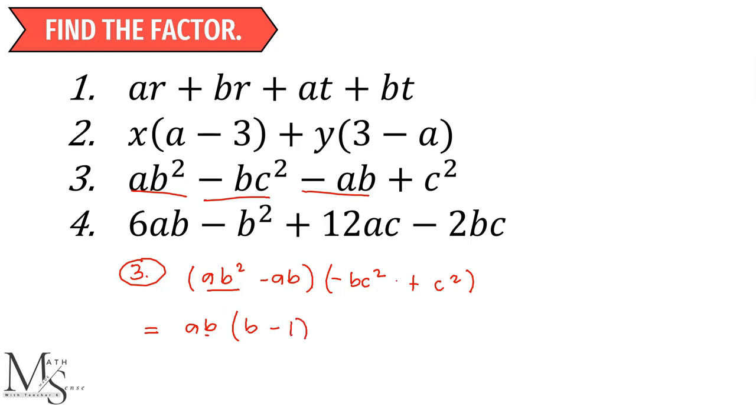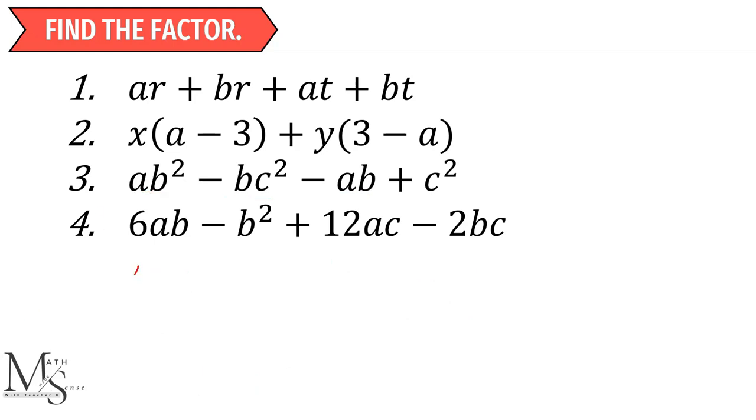Next, for negative BC squared and positive C squared, we can say that negative C squared is the GCF. So negative BC squared divided by negative C squared is positive B, and positive C squared divided by negative C squared is negative 1. B minus 1 is our common factor, and the other factor would be AB minus C squared. Hence, those are the factors.